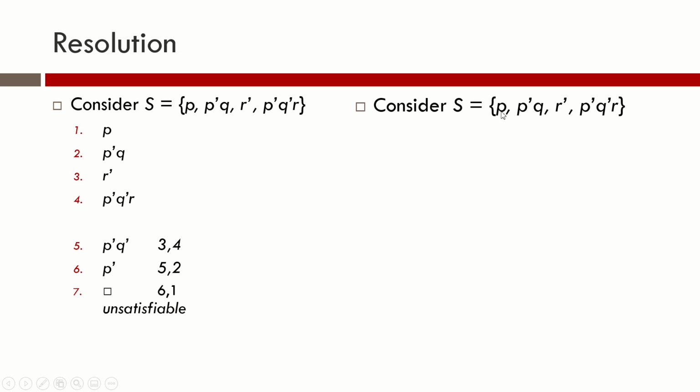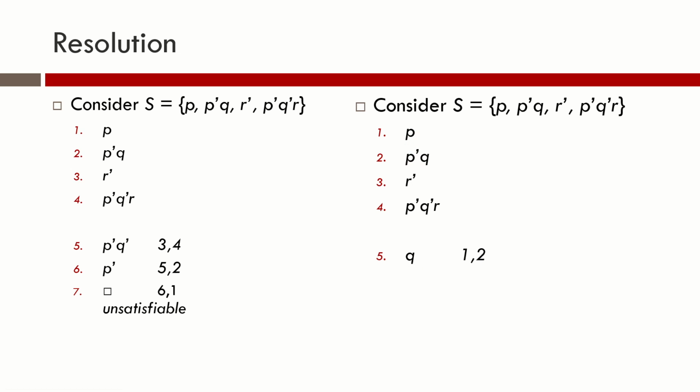Now for the same problem, we will follow another sequence of resolution steps. Suppose these are the set of clauses. We will first choose clause 1 and clause 2. Clause 1 contains P, clause 2 contains P complement Q. So these two are clashing clauses, which clash on P. So we will get Q as the resultant clause.